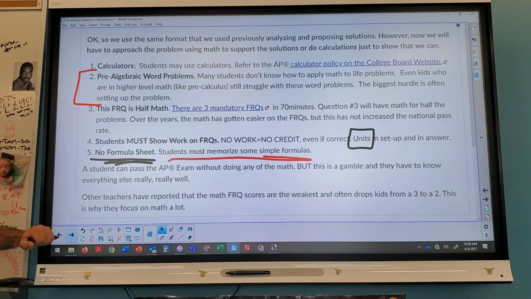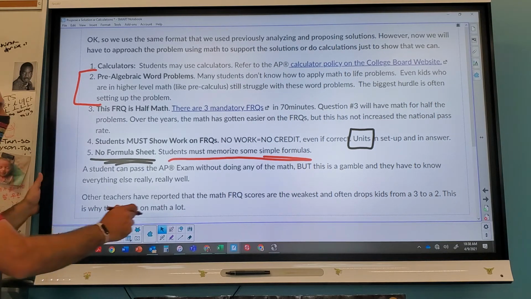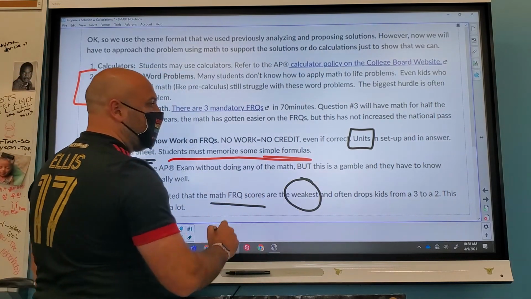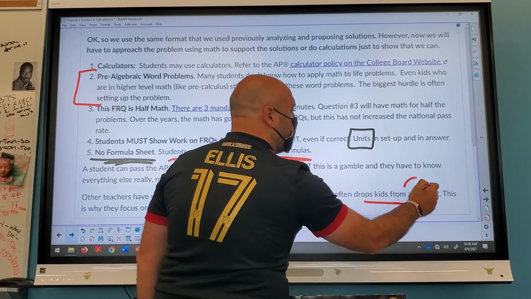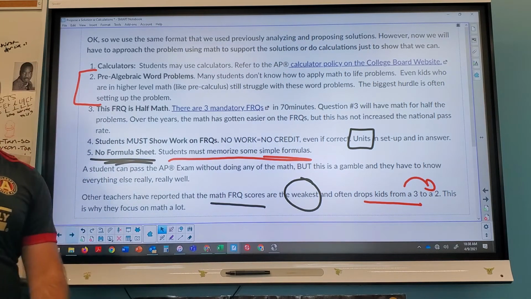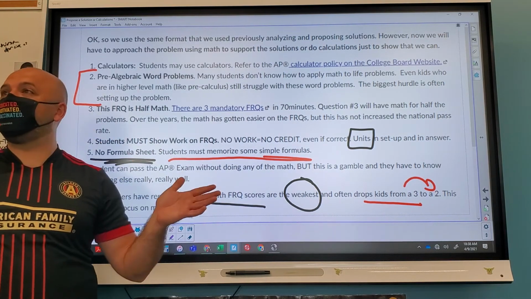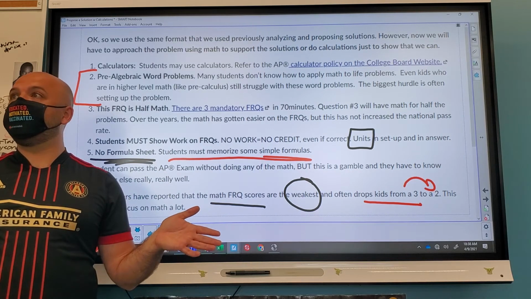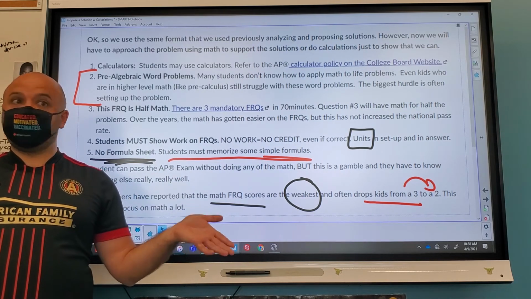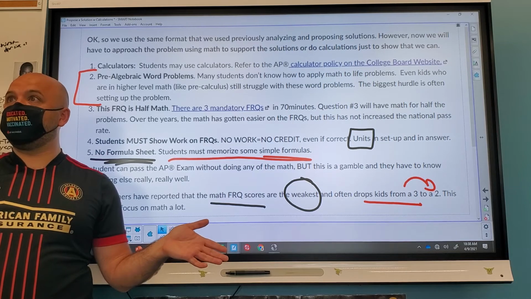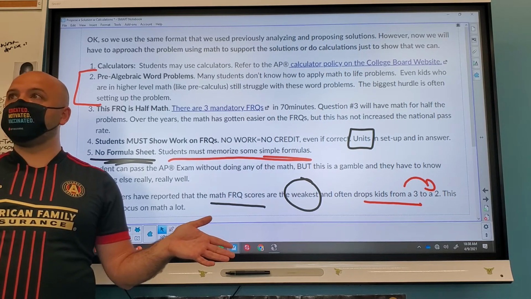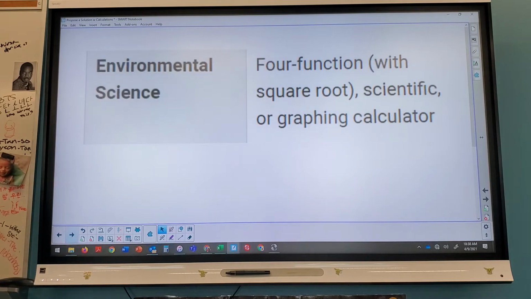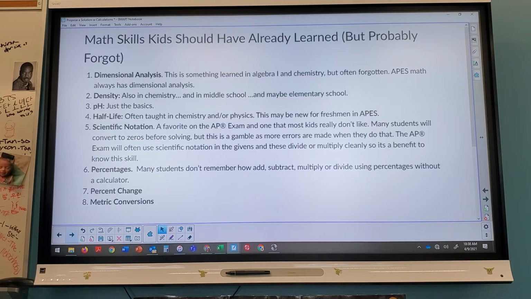Other teachers have reported that the math FRQ scores are typically the student's weakest score and often drop kids from a 3 to a 2. You can take this entire test and not answer a single math question and pass. That is definitely true. But if you already know you're on the fence, and then you don't answer any of the math problems, then guess what's going to happen? You failed. You're not going to get that credit. So make sure you know where you're sitting on this, and what you're committing your time to. Anyways, let's talk about this.